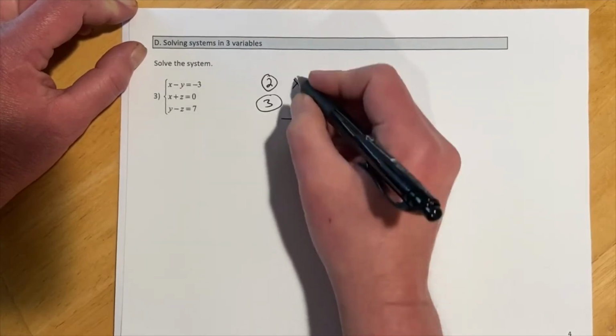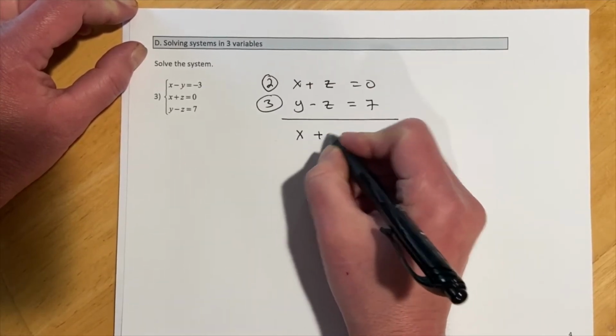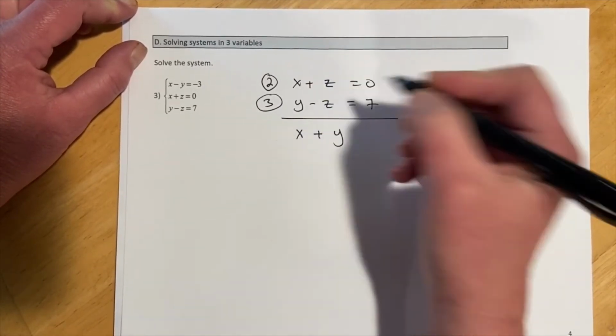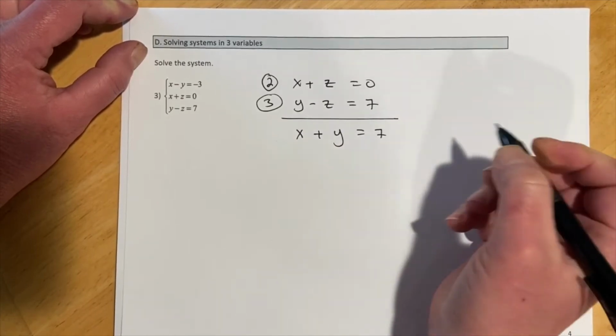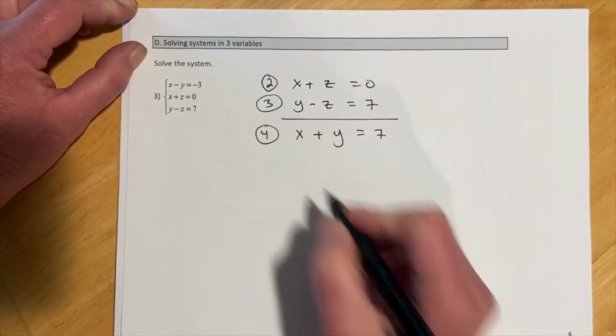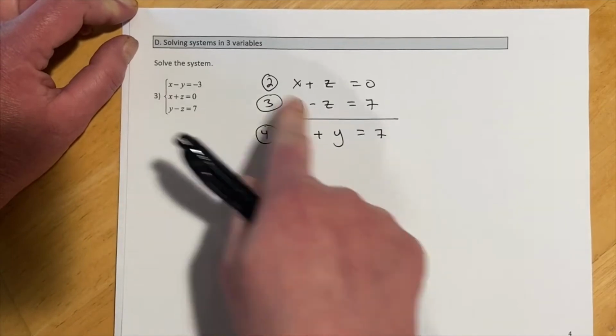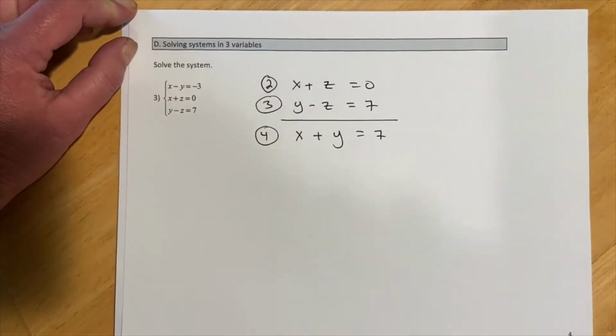Be careful, x's and y's are not the same thing, so all I can do is write that as x plus y, plus z minus z cancels, equals 7. I'm going to name this one equation 4, just to distinguish it from 1, 2, and 3 over here.